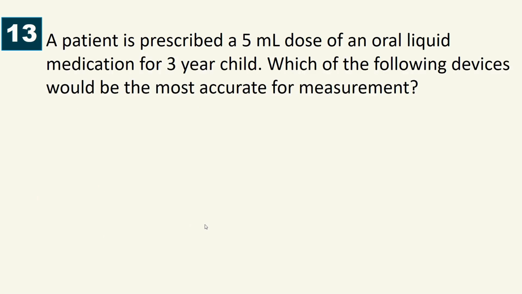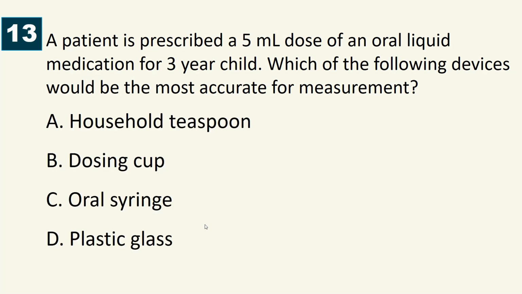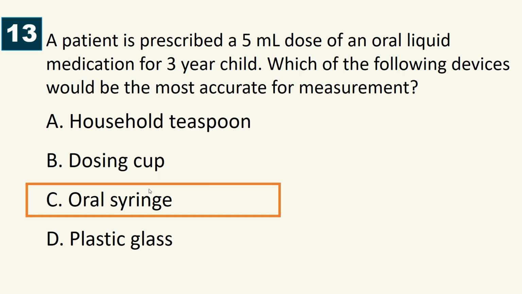Next, a patient is prescribed a 5 mL dose of oral liquid for a 3-year-old child. Which of the following devices would be the most accurate for measurement? A, household teaspoon. B, dosing cup. C, oral syringe. D, plastic glass. The correct answer is oral syringe.